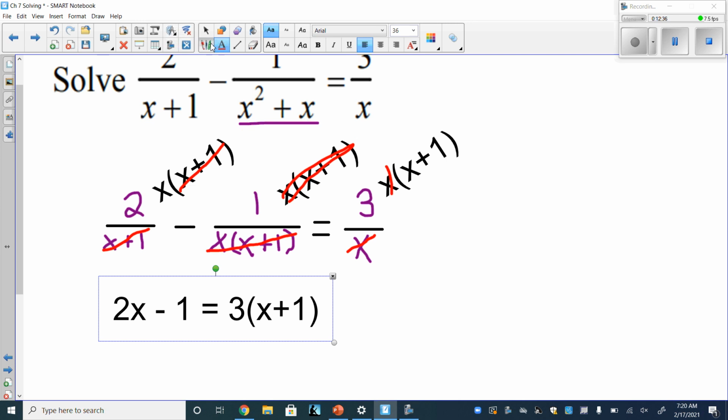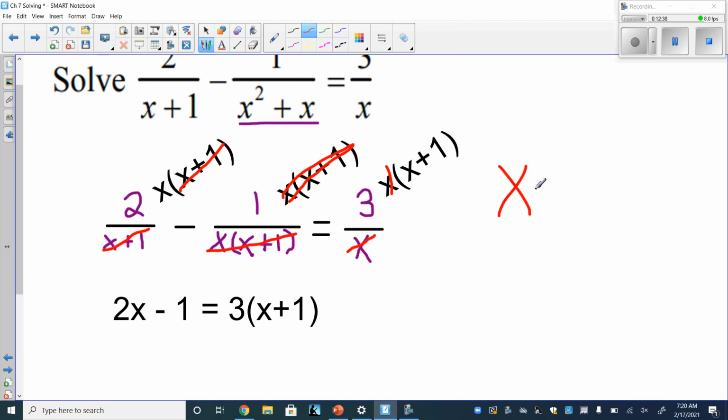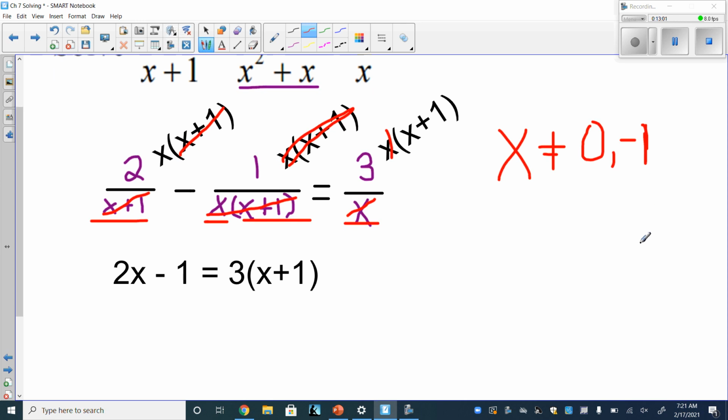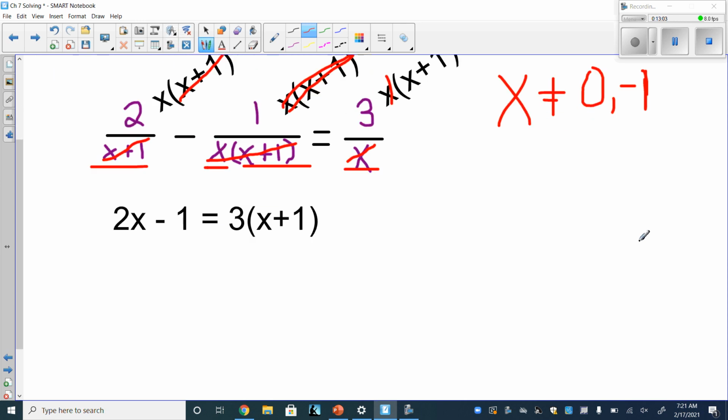But again, we need to consider our restrictions. Because what did we simplify out of the denominator? Well, we simplified out an x and an x plus 1. Well, this x and x plus 1 are just repeated, so we don't need them twice. Now, what value of x is going to make x 0? Well, 0, because x is by itself. And our x plus 1 would be negative 1. So if we get 0 or negative 1, they will not work.